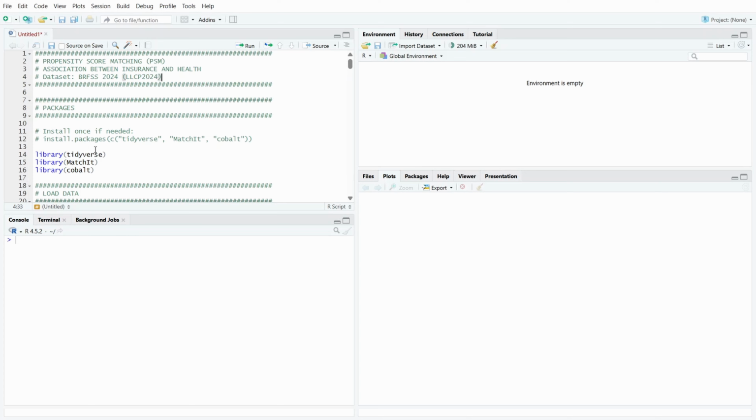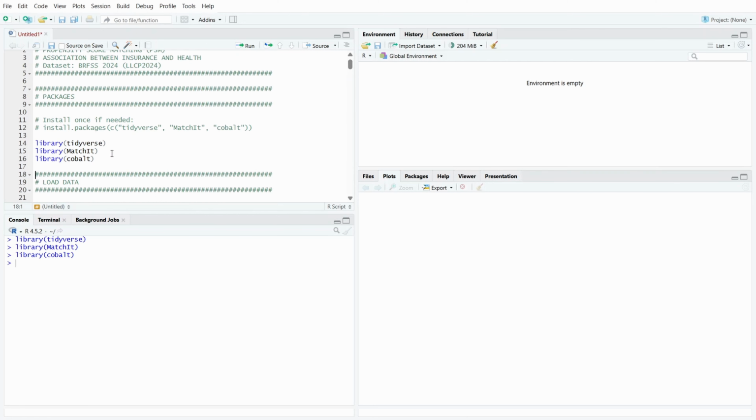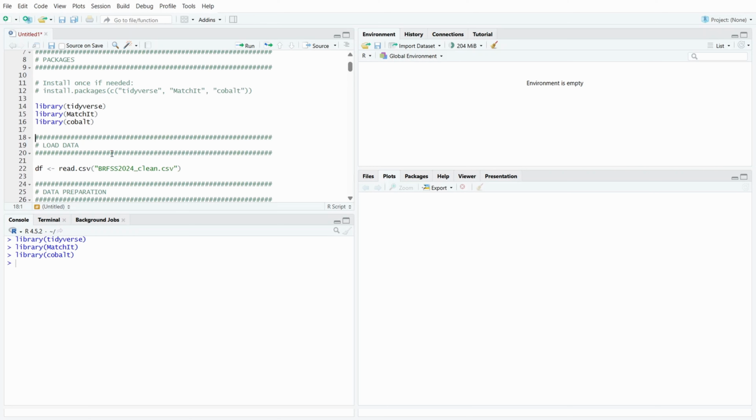We begin by loading the required R packages. Tidyverse for data cleaning, summaries, and visualization, the MatchIt package for performing propensity score matching, and cobalt to evaluate whether the matching process successfully balanced the comparison groups. Together with these tools, we will create a workflow for reproducible epidemiologic analysis.